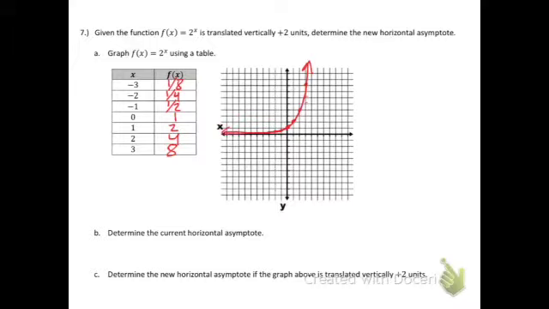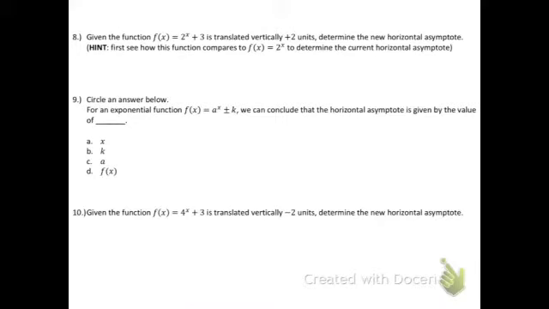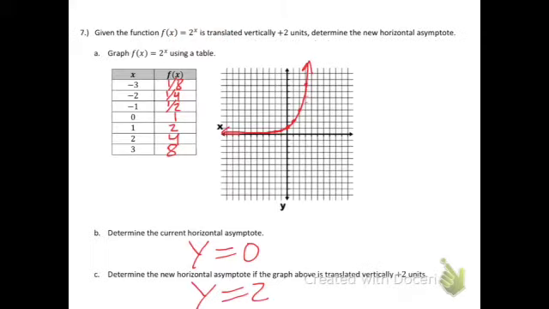Okay, now you've got that, you can determine the current horizontal asymptote. Well, it's right there. It's not going to cross that line, and that is the line y equals 0. And when you determine the new horizontal asymptote, if we shifted everything vertically 2 points, if you take everything and you go up 2, your new horizontal asymptote is going to be y equals 2. Because it used to be here, and if you move everything up 2 points, that's going to be your new horizontal asymptote.